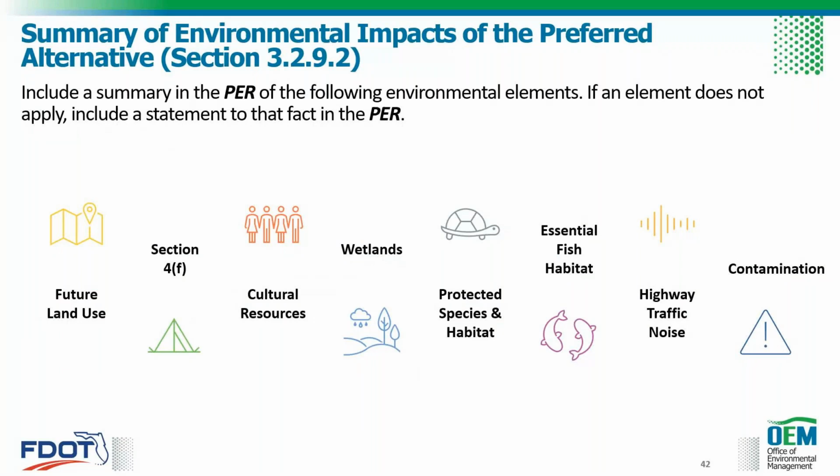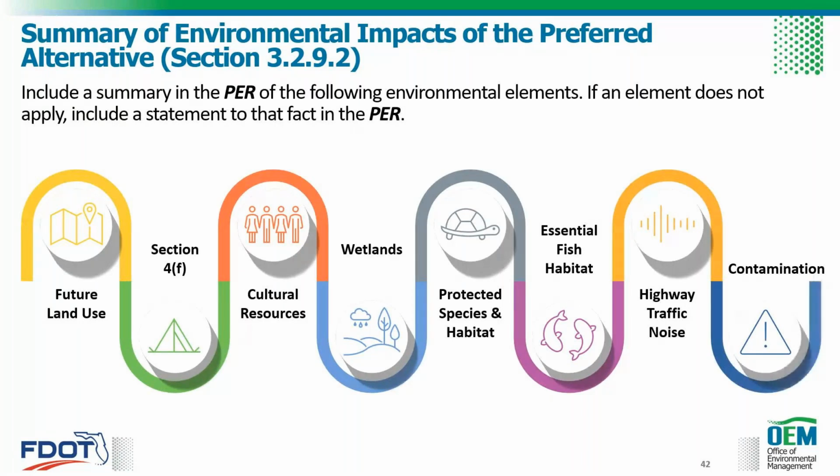Next, we have the summary of environmental impacts for the preferred alternative, section 3292. This is a new addition to the 2024 version of the chapter. Environmental elements, including future land use, section 4F, cultural resources, wetlands, protected species and habitat, essential fish habitat, highway traffic noise, and contamination are to be summarized in your PER. Only summaries are needed in your PER, and references to other supporting documents, all your other supporting environmental documents, are encouraged. Okay, now I'm going to hand it back to Lauren to wrap it up.